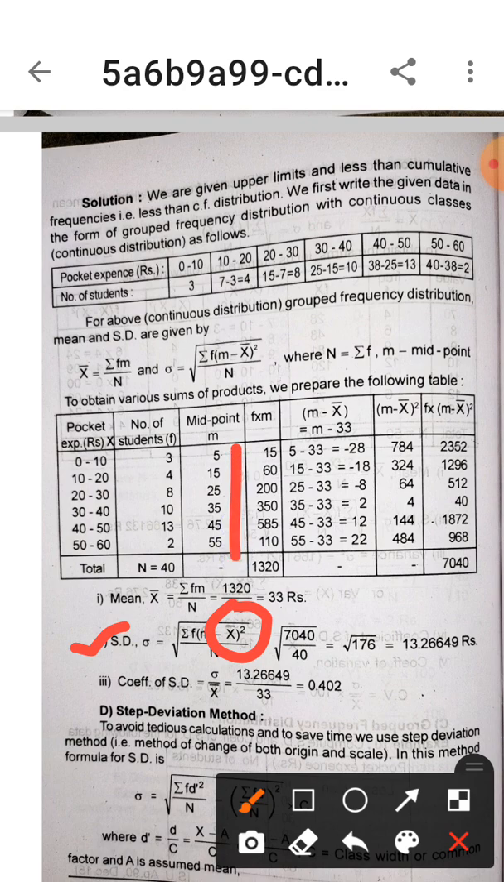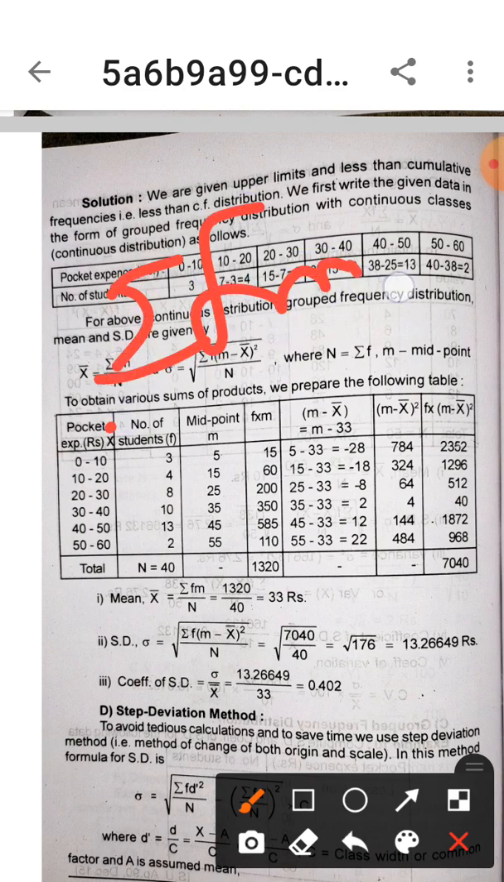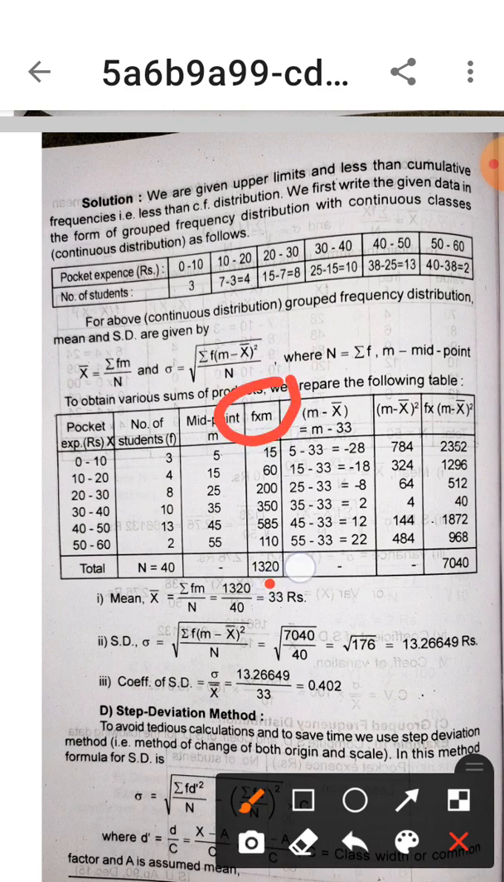Then find mean of that distribution. Mean is given by summation fm divided by n. Okay, this is a formula mean. Summation fm, that is sum of column of fm. fm या कॉलमची बेरीज म्हणजे समेशन एफ एम असते, आपण खूप वेळा कॅल्क्युलेट केलेलंच आहे. एफ एम दॅट इज मल्टिप्लिकेशन ऑफ एफ अँड एम, या दोघांचा गुणाकार असेल. आता तो काय असेल 1320 अपॉन एन, दॅट इज सम ऑफ द फ्रिक्वेन्सी 40, इट विल 33.